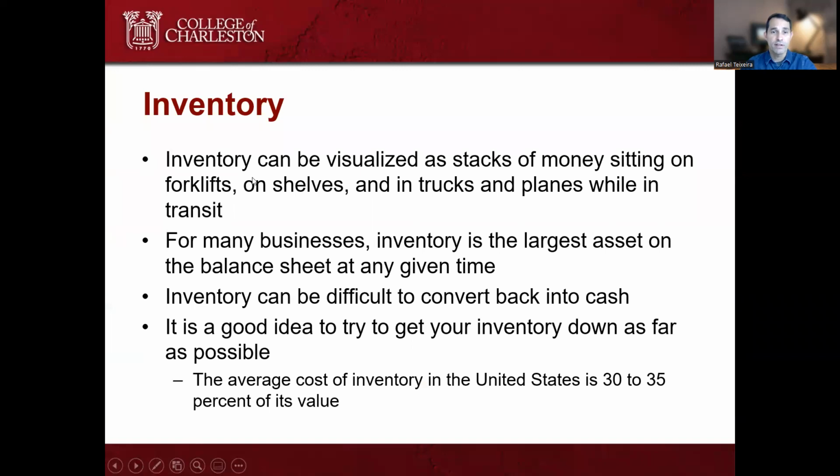Okay, inventory. What's inventory? Inventory can be viewed as stacks of money sitting on forklifts or on shelves and in trucks and planes while in transit. So inventory can be viewed as inventory of raw material that is going to be used for production, or we can view inventory as semi-finished products that are being processed in the manufacturing, and also as finished products, inventory of products that are ready to be sold.